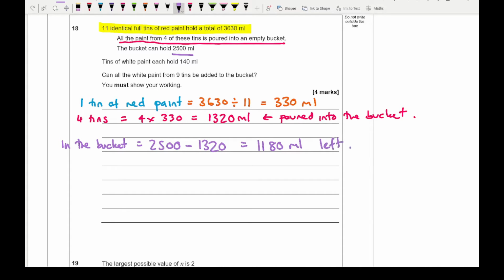left. So the question's then asking, can 9 white paint tins be added? Now the tins of the white is 140. So then what we need to do is 1180 divided by 140. Now if this answer is bigger than 9, then the answer is going to be yes. If the answer is less than 9, it's going to be no. So we've got 1180 divided by 140, and the answer it gives us is 8.42, and then a few numbers added. So the answer is going to be no.